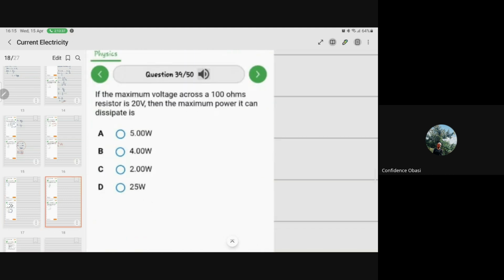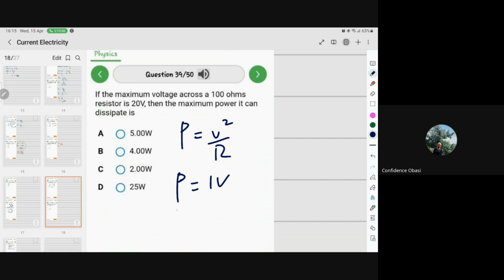If the maximum voltage across 100, find the maximum power. You can use two things here. They gave us the resistor and they gave us the voltage. We know that P is equal to V squared over R, isn't it? You can use this formula. We also have that P is equal to IV, and P is equal to I squared R. These are some of those power formulas. There are about 4 of them.